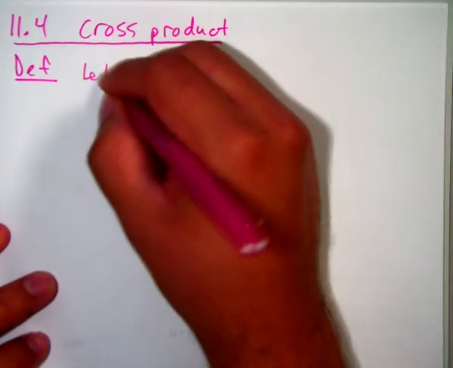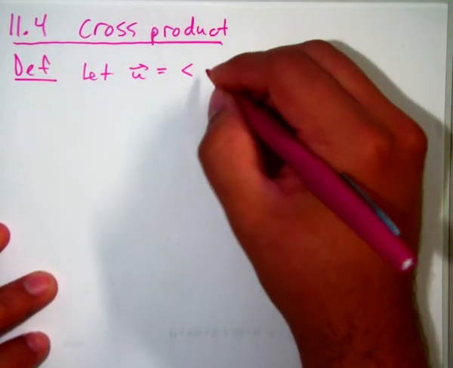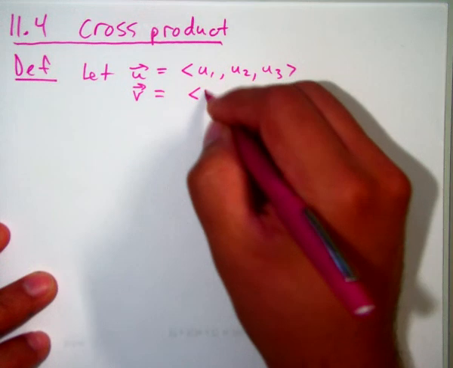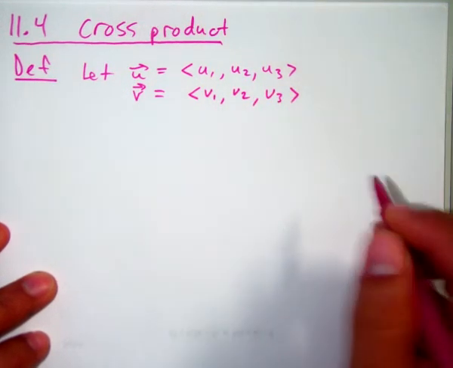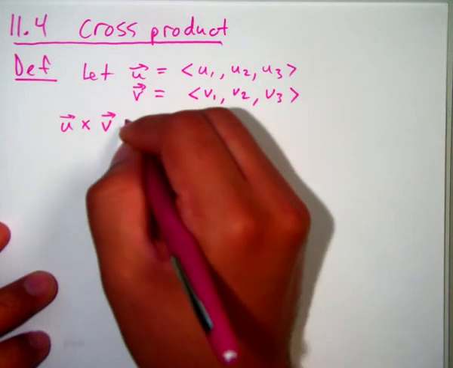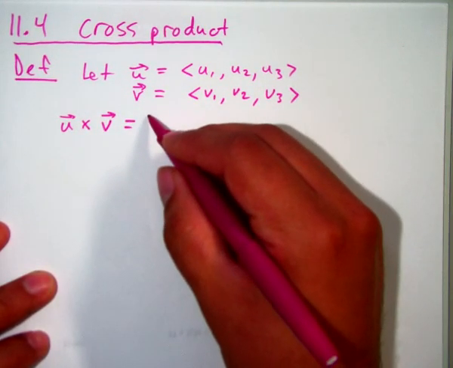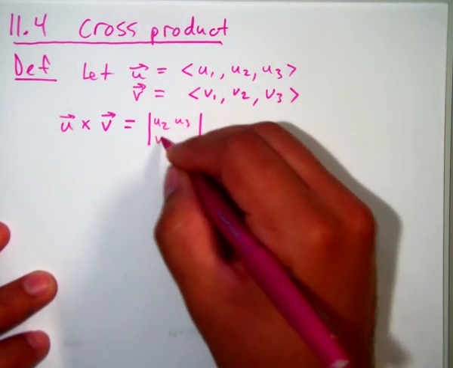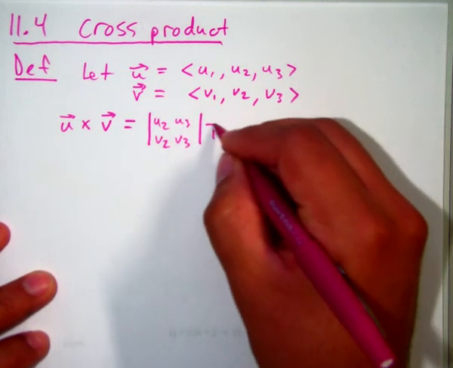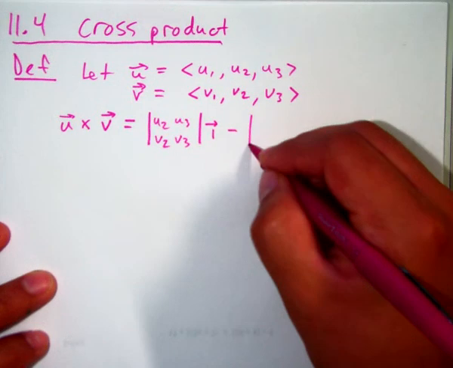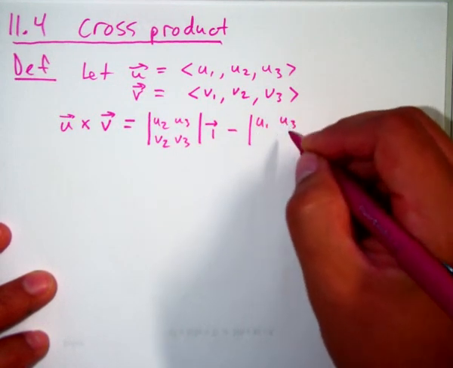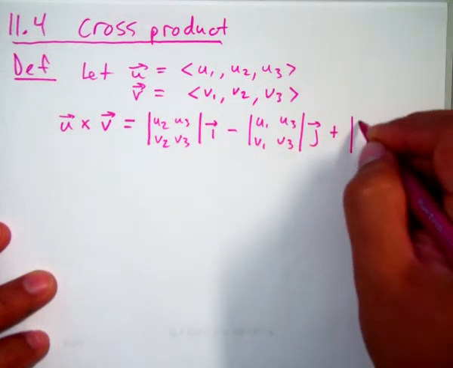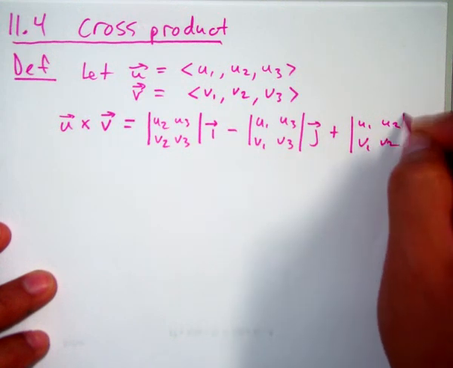If we let a vector u equal u1, u2, and u3, and we let v equal v1, v2, v3, then the cross product is defined as a 2 by 2 determinant using u2, u3, v2, v3 times the unit vector i, minus the determinant of u1, u3, v1, v3 times the unit vector j, plus the determinant of u1, u2, v1, v2 times the unit vector k.